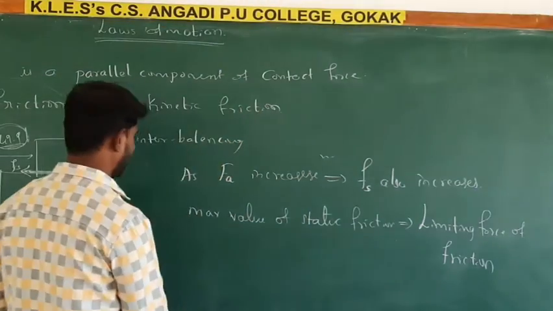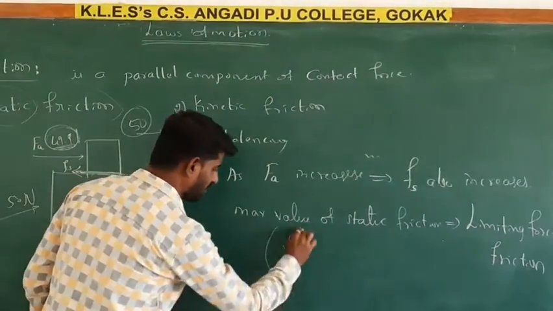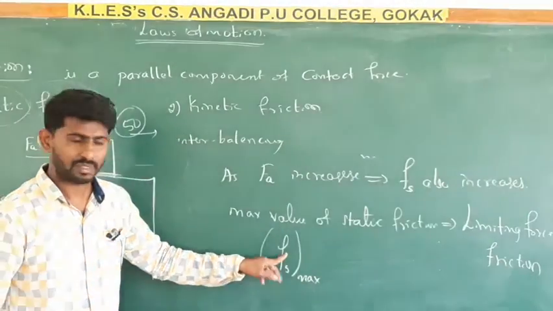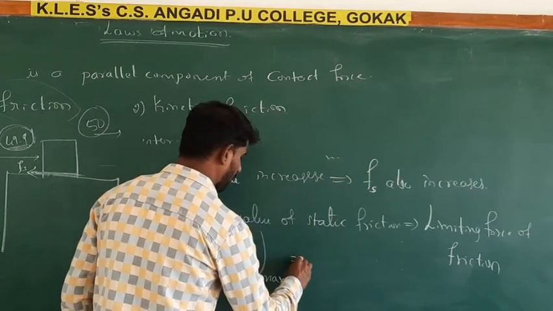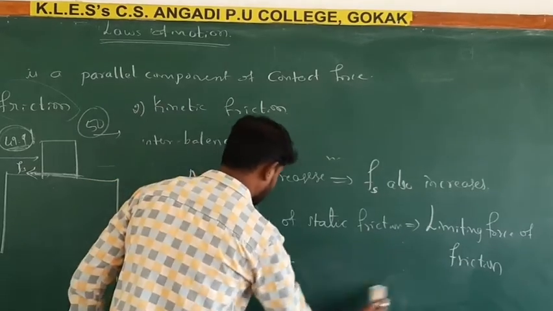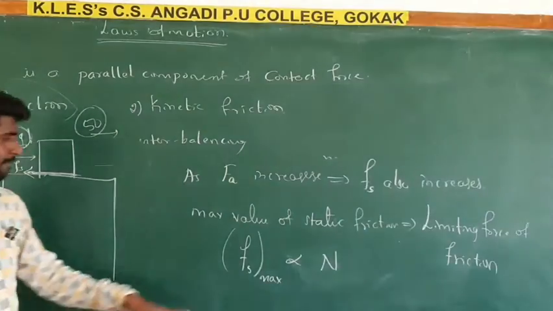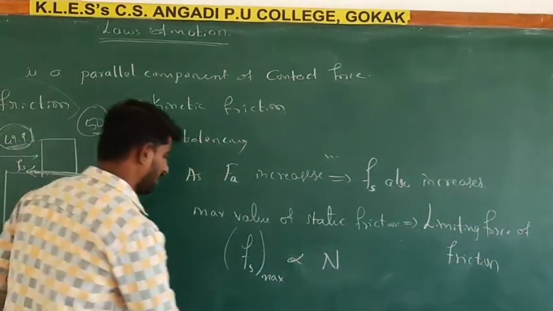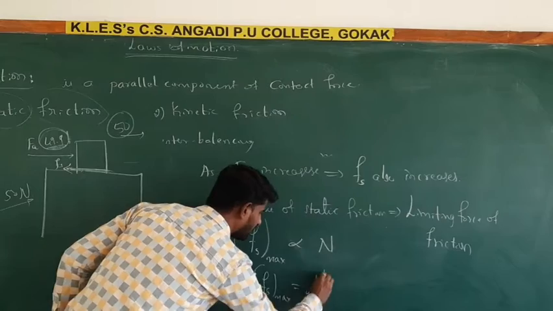Okay, so symbolically we write it as Fs. Fs means static friction, and here I have written it as a maximum. So the maximum value of static friction, which is nothing but the limiting force of friction, is always proportional to N. Maximum static friction is directly proportional to normal reaction. I want to write the proportionality sign. So now I will write Fs maximum, and I write a constant. For that constant I call mu.